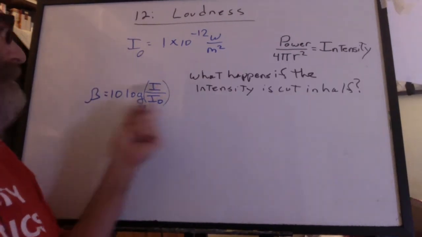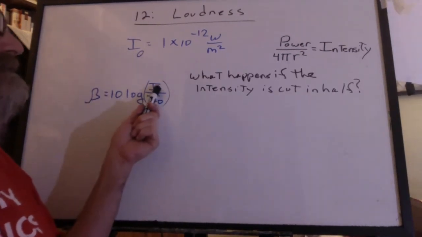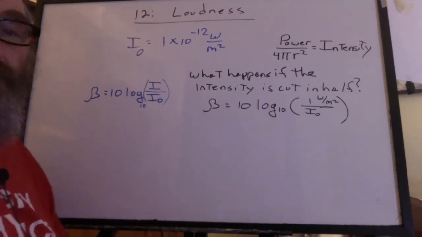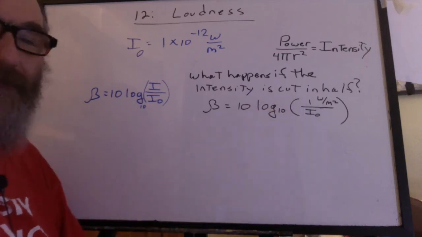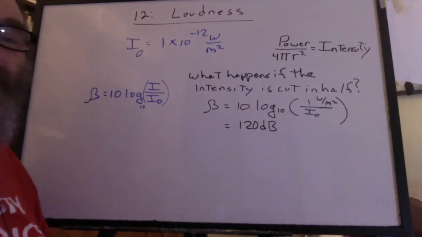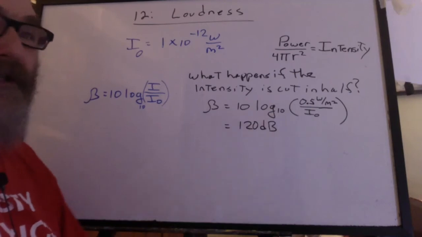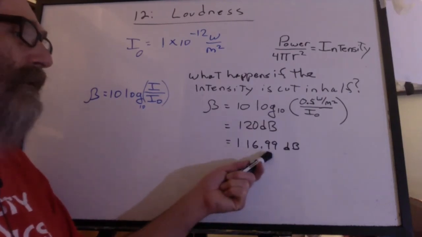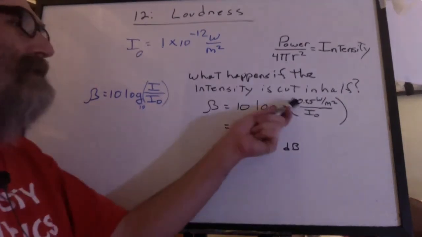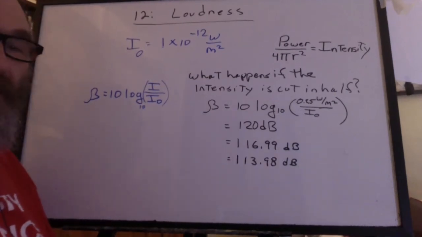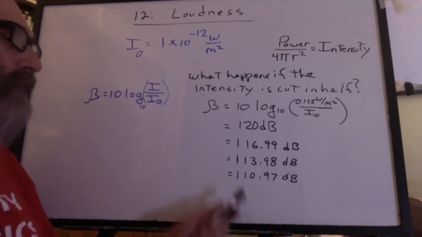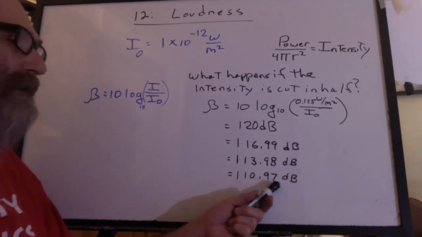So what's going to happen to the loudness if the intensity is cut in half? Well, just to keep things simple, let's just use 1 watt per meter squared up top. Do the math, you get 120 decibels. Now we'll cut it in half. We get 116.99. Let's cut it in half again and see what happens. I get 113.98. We'll cut it in half one more time, and we get 110.97 decibels.